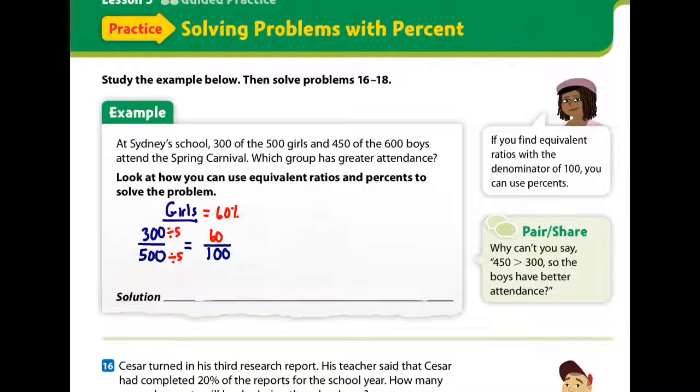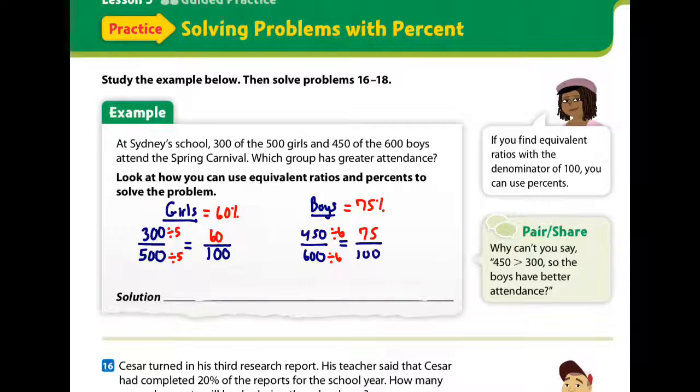Now for the boys, I'm going to do the same thing. So for the boys, 450 out of 600 attended the spring carnival. And I need to figure out how many that is out of 100. Now to do that, I know 600 divided by 6 gets me 100. And if I do 450 divided by 6, I get 75. So that means that 75% of the boys attended the spring carnival.